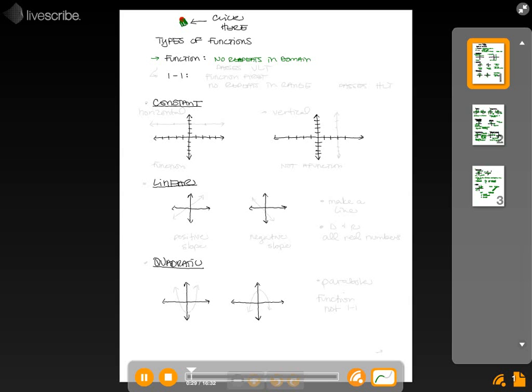And we're going to focus on graphically, and graphically that means it passes the vertical line test. And again, the vertical line test means that you can draw any vertical line and it'll intersect the graph at only one point. And if it crosses the graph at more than one point, then it's not a function. Now, one-to-one, it has to be a function first.